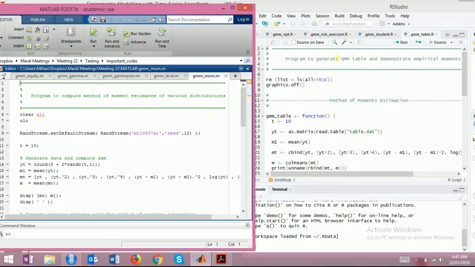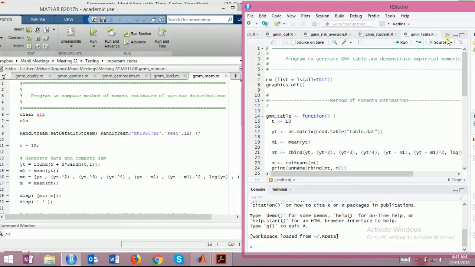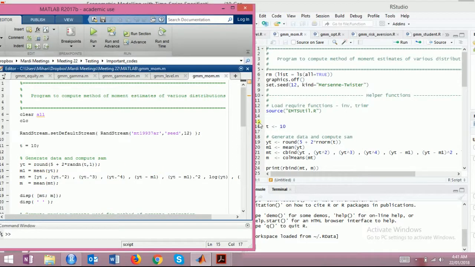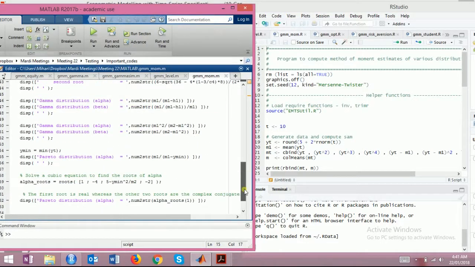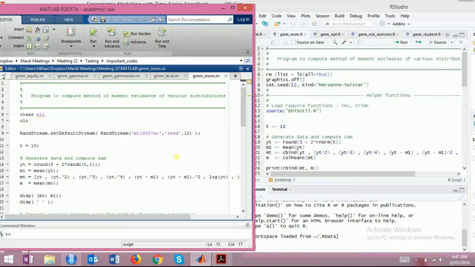So we are already in GMM MOM, and for this one, let's see if there are any local functions. No, there is no local function. So first we need to generate random variables. How do you clean the screen in R?